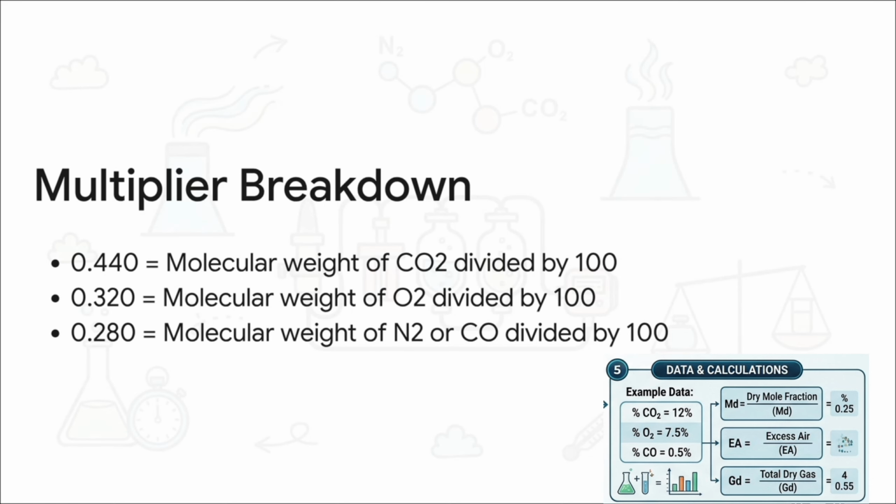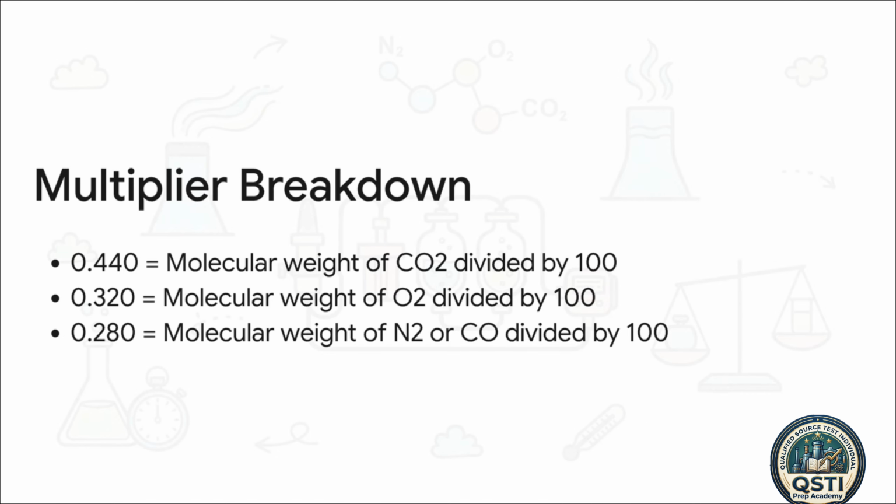But look, you shouldn't just blindly memorize these multipliers. You really need to know where they come from. They're actually just the molecular weights of the individual gases divided by 100. Carbon dioxide's molecular weight is roughly 44, so divided by 100, we use 0.440 as our multiplier. Oxygen is roughly 32, hence 0.320, and nitrogen and carbon monoxide both sit right around 28, giving us that 0.280 multiplier. Once you understand the logic behind it, the formula becomes almost impossible to forget.